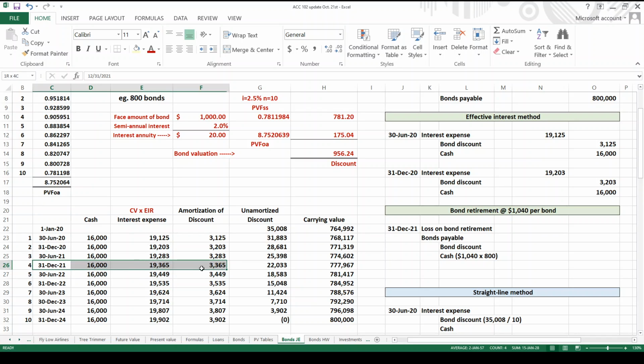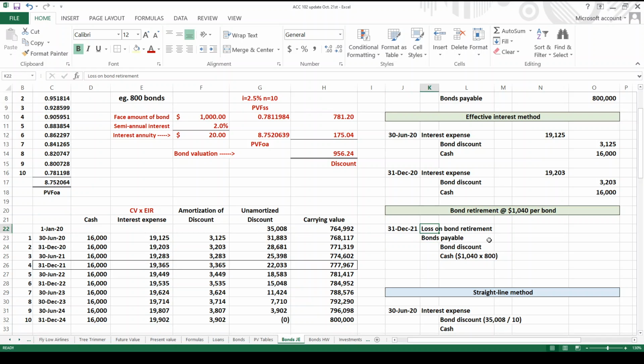Okay, so now let's look at another thing that could happen here. Let's say that on this date here, on December 31st, 21, we're going to retire the bonds. Okay, let's say the bonds had a call provision which enabled the issuing corporation to reacquire the bonds at a pre-specified price after a pre-specified period of time. And let's say that was $1,040 per bond. That's the pre-specified price. And now at December 31, 21, we're going to make these bonds go away.